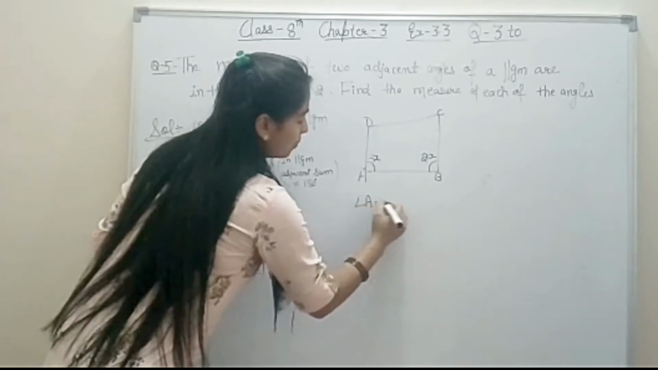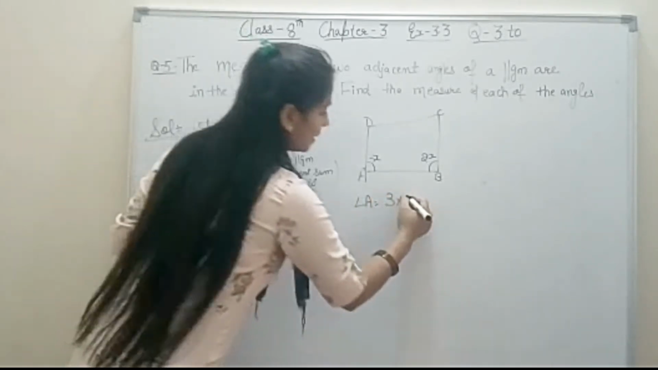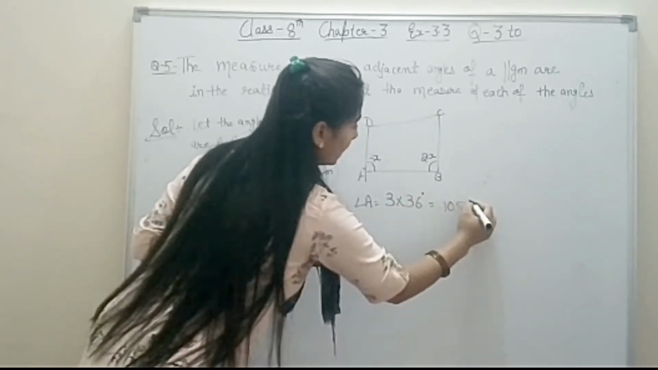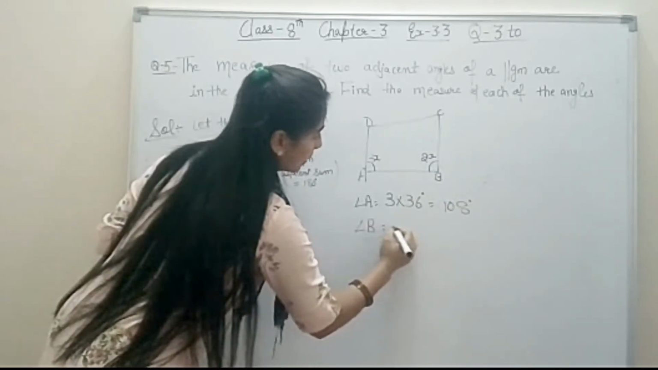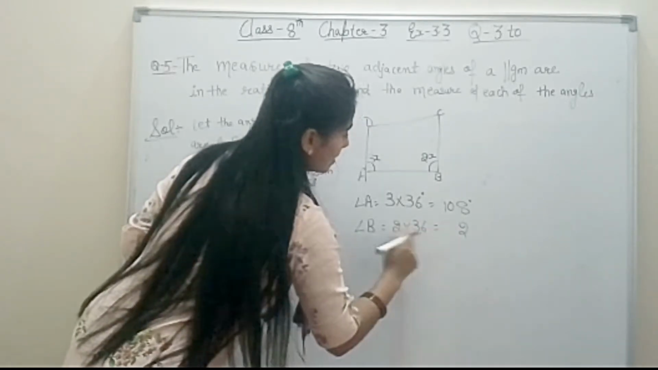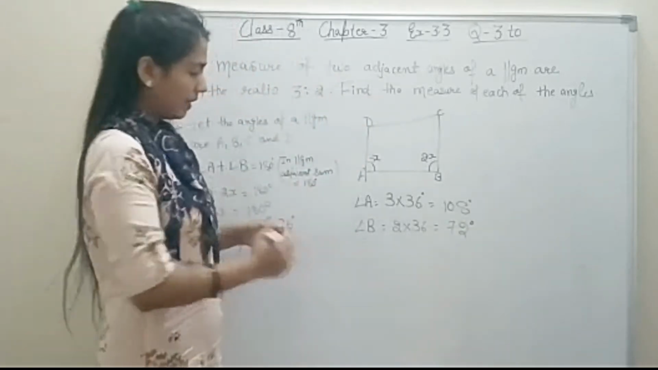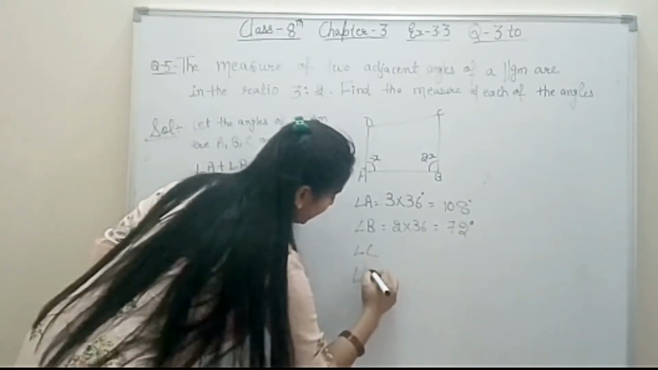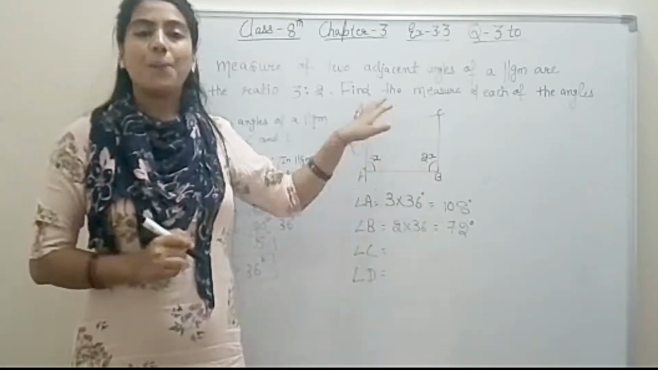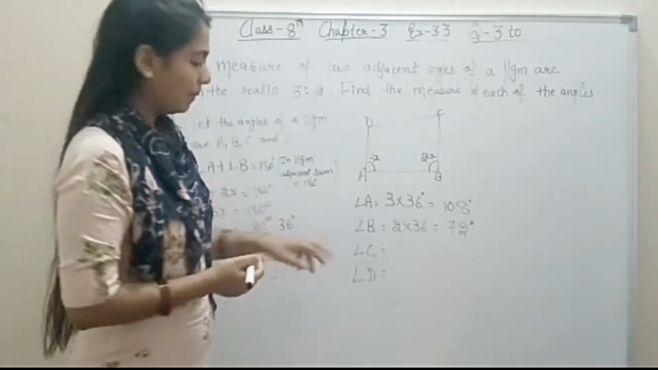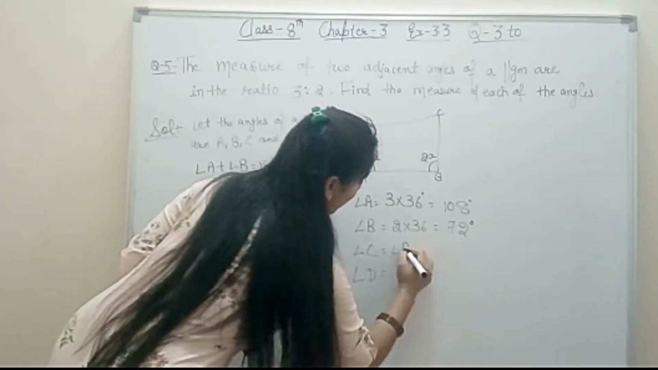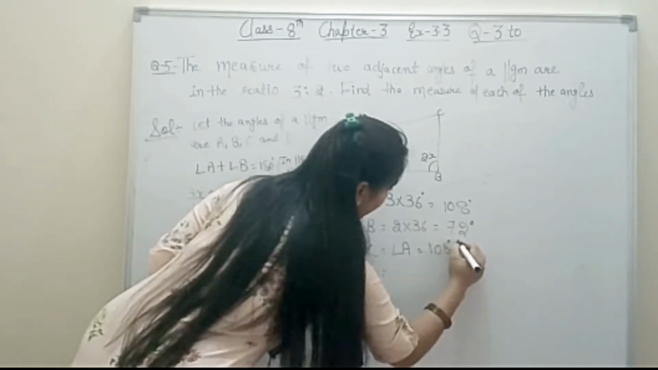So angle A is equal to 3 into 36. So that is equal to 108 degree. Angle B, 2 into 36, that is 6 twos are 12, 72 degree. Now angle C and angle D, easily you can find out. Why? Because in a parallelogram opposite angles are same. So simple, angle C किसका opposite है? Angle A का. It means angle C is equal to angle A, which is 108 degree.